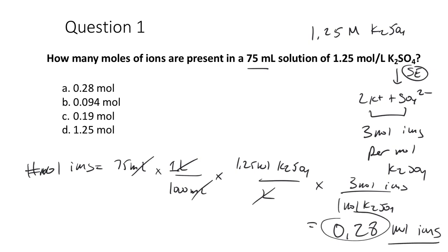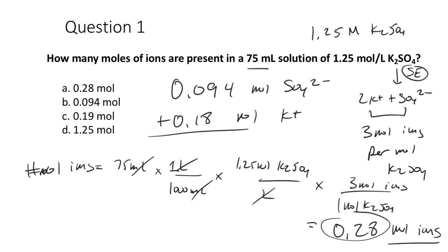And so we could think of the moles here, 0.075, the 75 divided by 1,000 times 1.25, I have 0.094 moles of the sulfate ion, and then I would have double that, 0.18 moles of K plus. Add those together, we get 0.28. So that's the moles of ions total in the solution. So again, we're just getting twice as much K plus as K2SO4 because we have 2 moles of K plus that fall off of K2SO4, and then just 1 sulfate ion per mole of K2SO4.